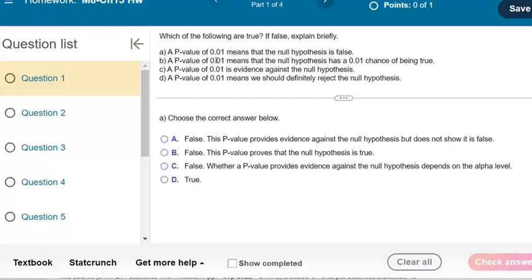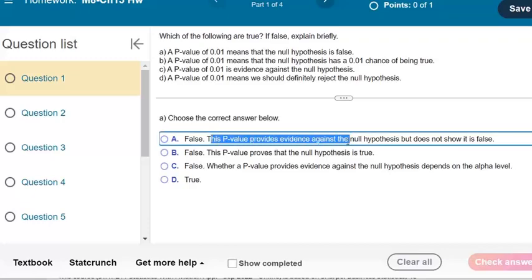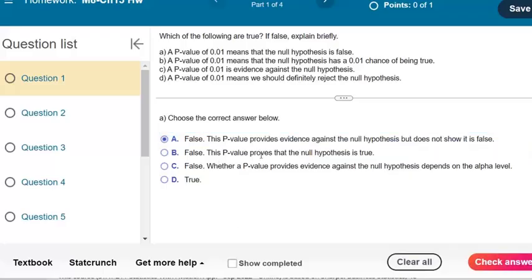A p-value of 0.01 means that the null hypothesis is false. It doesn't guarantee that. A p-value only provides evidence, and 0.01 is a low chance that the null hypothesis is true, but doesn't guarantee it. So this p-value provides evidence against the null hypothesis. That's true. A low p-value means the null hypothesis is unlikely, but it does not prove that it's false. Anything with "proves" in statistics you can usually rule out.